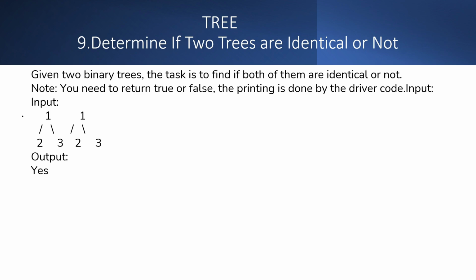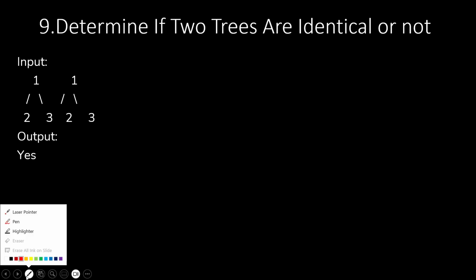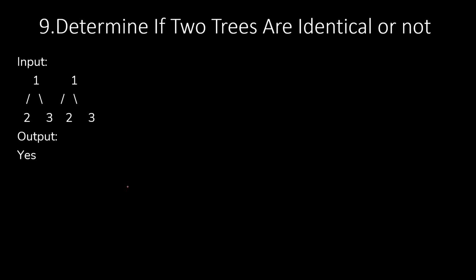Now let us understand the meaning of the question here. The question is saying we have to find if the given trees are identical or not, right? We will be taking two examples and we will be comparing. After that, we will try to find the problem here. Now let us discuss the given input here.